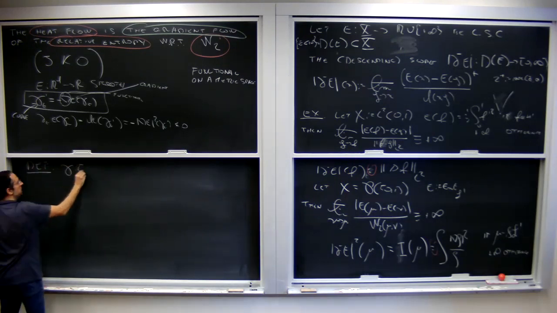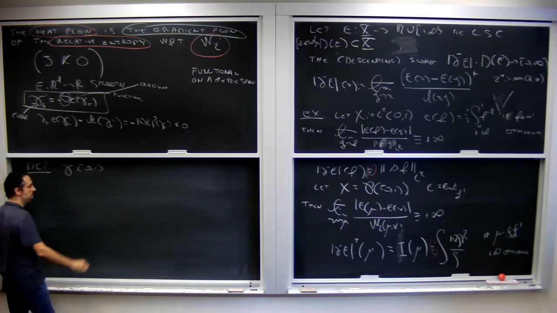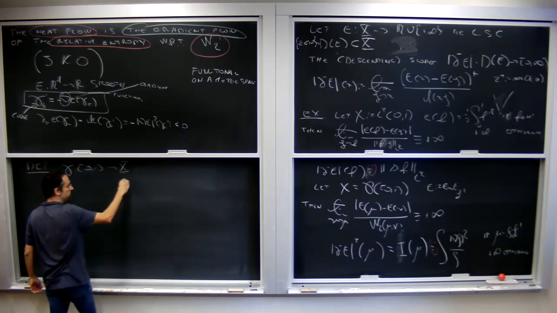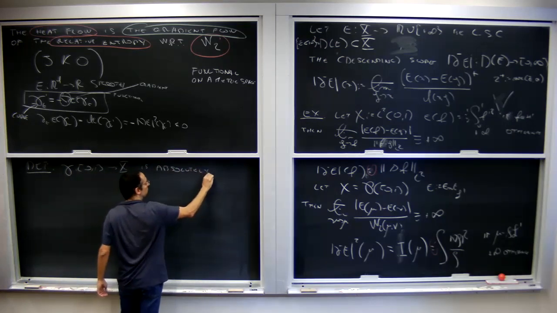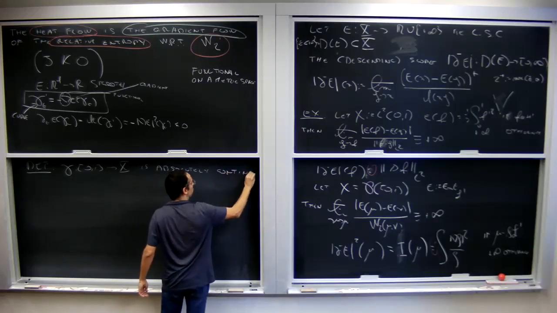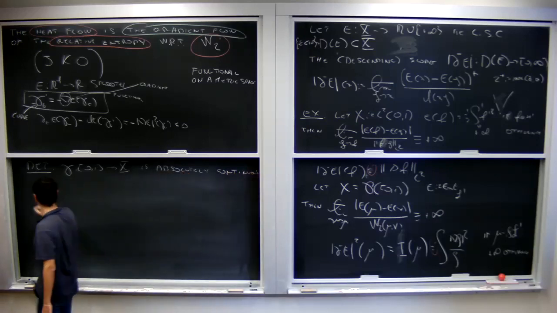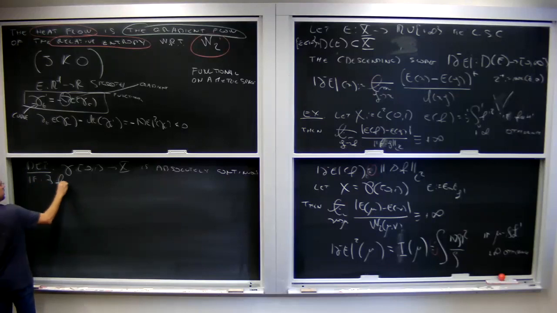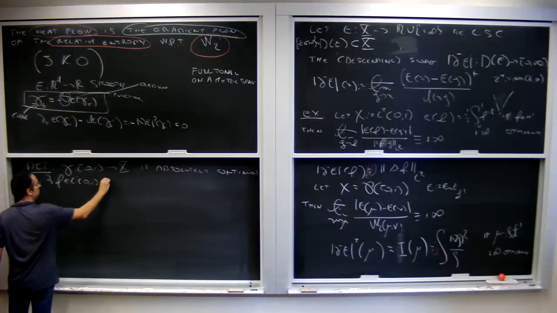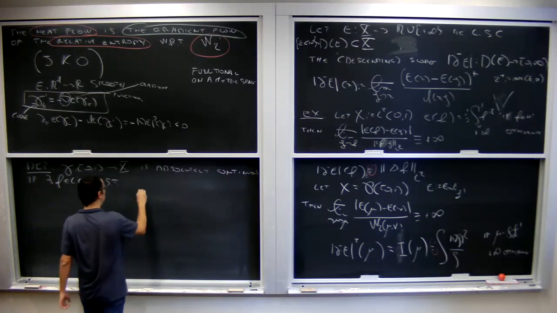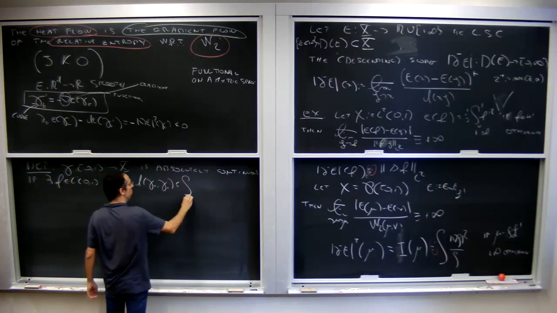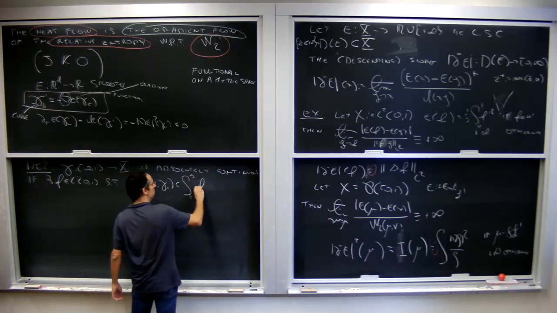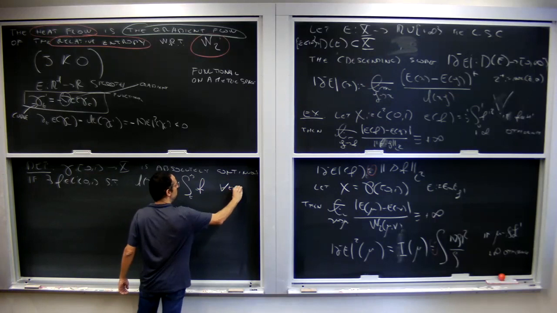A curve gamma, say defined on (0,1), with values in a metric space X, is absolutely continuous if there exists a function f, say in L1, such that the distance between gamma(t) and gamma(s) is bounded from above by the integral from t to s of f, for any t less than s, with t and s in (0,1).